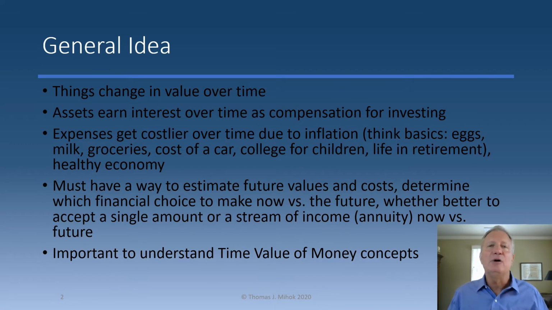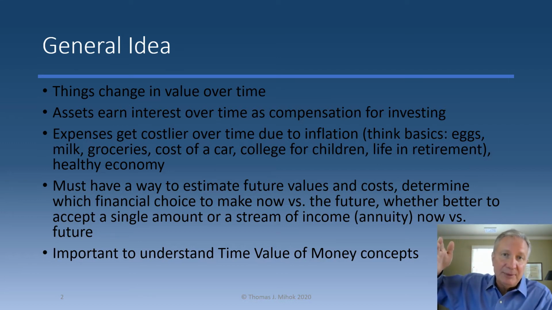Things change in value over time. What it costs to buy a home in Florida today, or Scottsdale, or the New Jersey Shore, or the California coast to retire is very different from what it'll be in 30 years or 40 years. And so being able to calculate those differences and plan for them is really important. Assets earn interest over time as compensation for investing. When you invest in a stock, as an example, you expect over time to have the stock price go up, an increase in a capital gain, or to receive dividend payments or something like that, right?